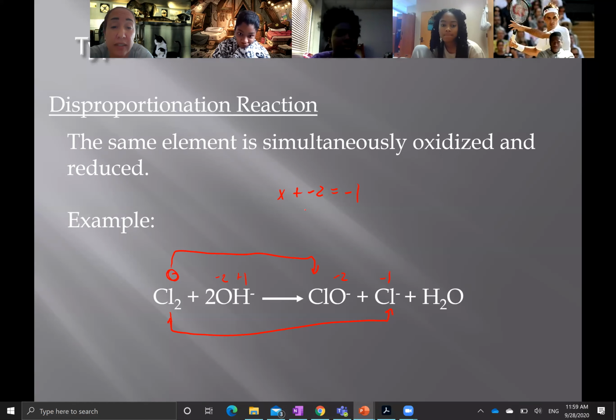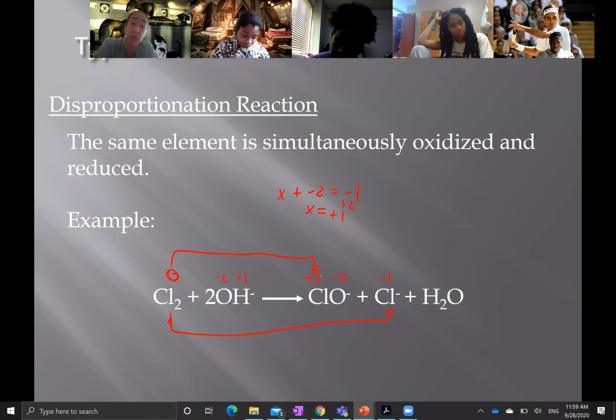So this would be what then? What's your X? Because we only have 2. So this is positive 1. Good catch, dude. But still, it's different. So positive 1 and -1. So he's getting both reduced and he's getting both oxidized.